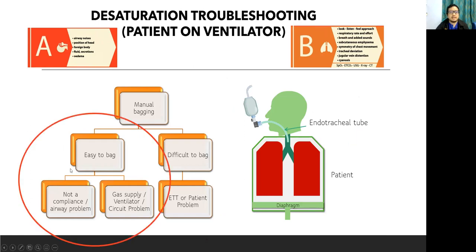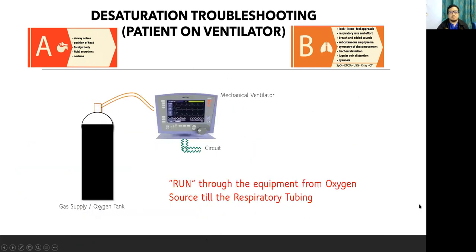So when it's easy to bag and the patient's condition and oxygen improve, it's not a compliance or airway problem. It might be the gas supply, ventilator or circuit problem. So you have to run through the equipment from the oxygen source till the respiratory tubing and check one by one. Go from the oxygen supply tank until the end of the circuit, okay?